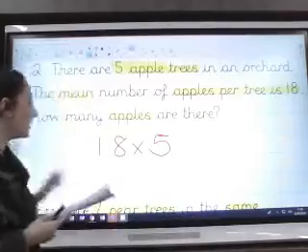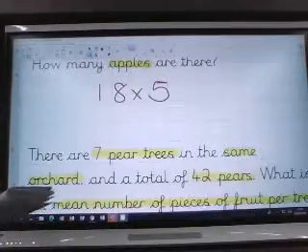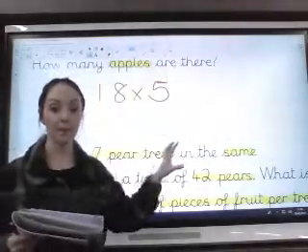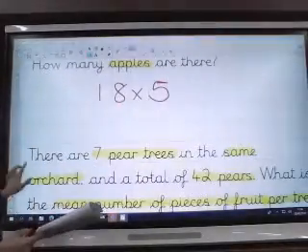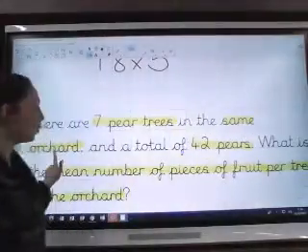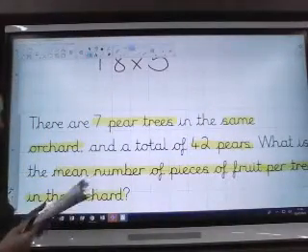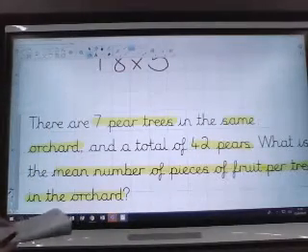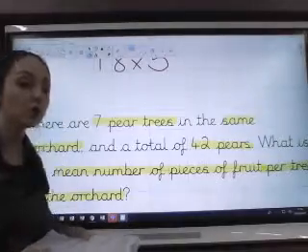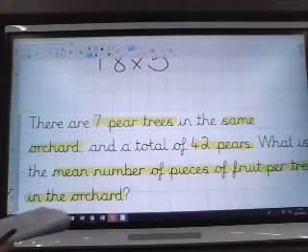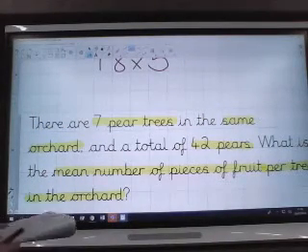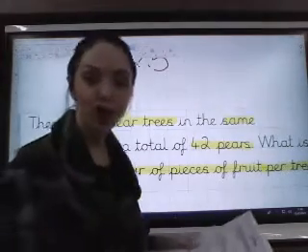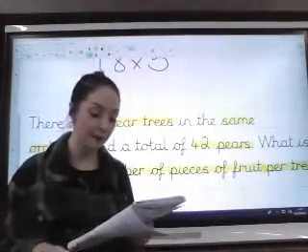Now, I've put the next bit on the same page because you're going to have to use your answer for that one in this one, because we're talking about the same orchard. Okay, so bear that in mind. So your next part says there are 7 pear trees in the same orchard and a total of 42 pears. What is the mean number of pieces of fruit per tree in the orchard? Now, I know this sounds a bit confusing.